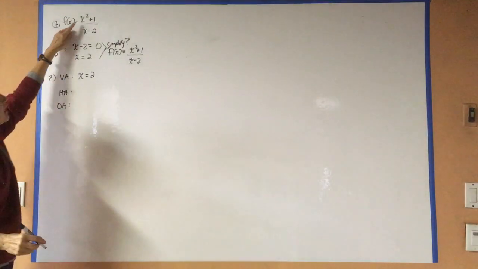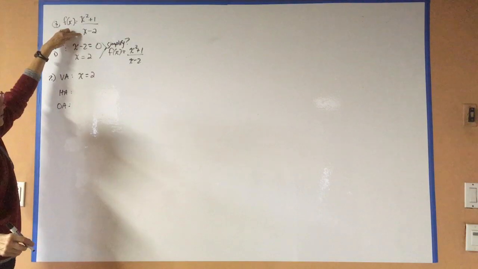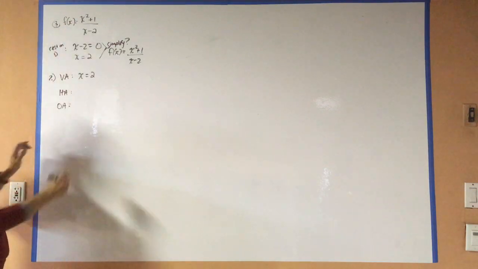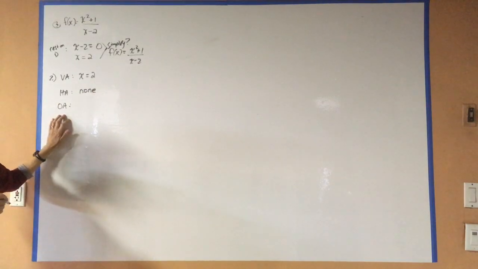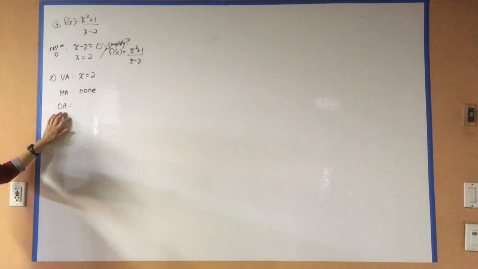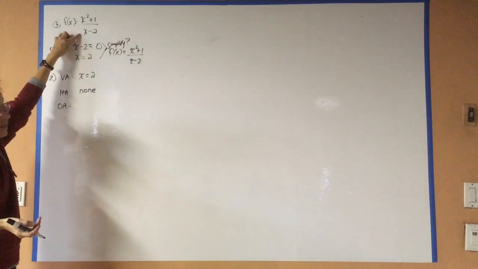Horizontal or oblique? Degree 2 over degree 1, so higher over lower. That means there is no horizontal asymptote this time. This time it's an oblique asymptote. How do I find that? I need to formally divide. So tell me about this one.